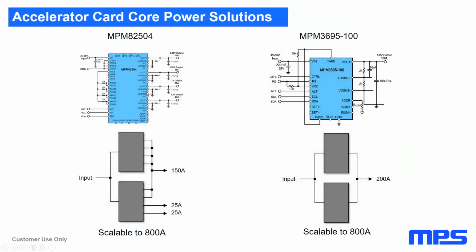Just to summarize our big core power solutions, we have our MPM82504, which I was just discussing, which can be flexible in the output, and we can tie them together. Or we have our 100 amp module solution, which is just a single 100 amp output, and they can both be paralleled up to 800 amps.